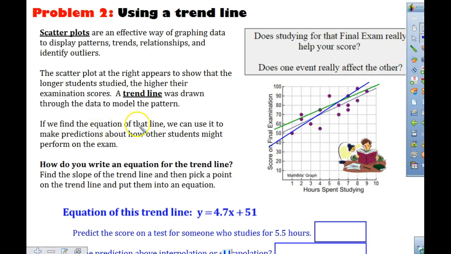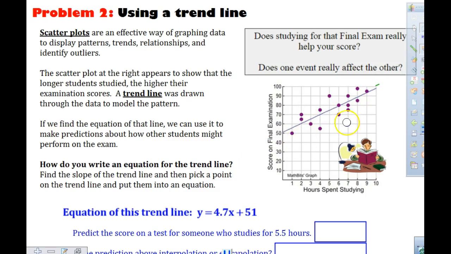So it says if we find the equation for a line, we can use it to make a prediction on how other students might perform. How do you write an equation for a trend line? You need to find the slope and you want to have a point. So pick a point on your trend line and the slope. It does not have to be one of your data points. Could it be one of your data points if our line went through it? It definitely could be.